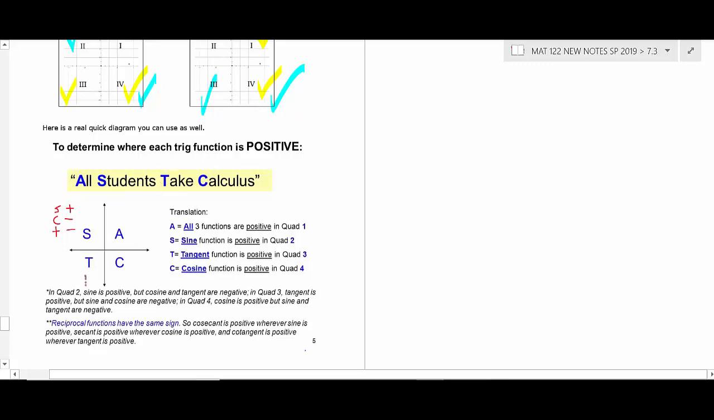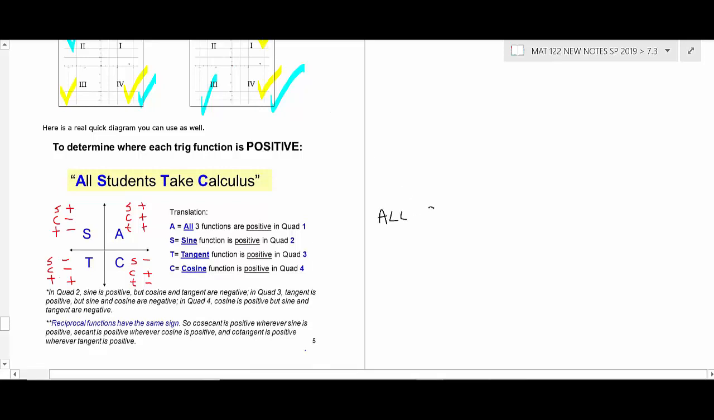The T for take is tangent. So if you had sine, cosine, tangent, the tangent would be positive. The other two would be negative. And then the C for calculus stands for cosine. So it'd go like this. The cosine's positive, everything else is negative. So that's another slick way to do that. I've seen students tell me other ways of doing that and so forth. So that would be how you do that. I've seen several of them.